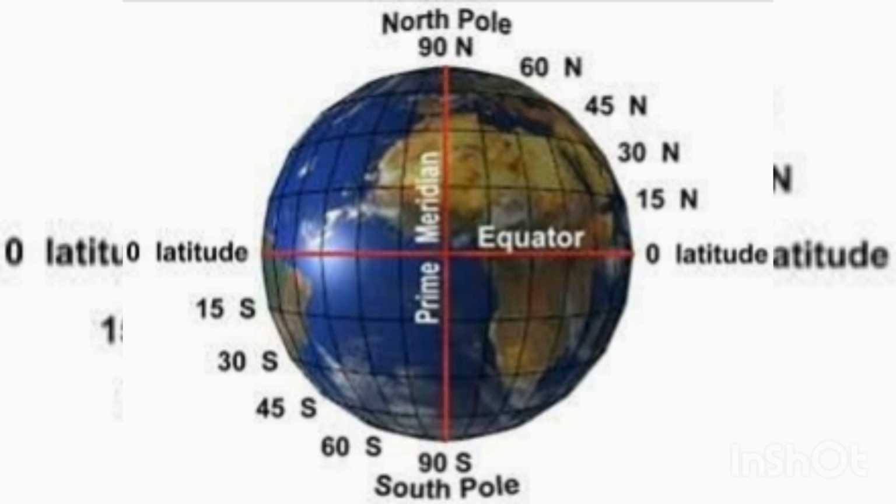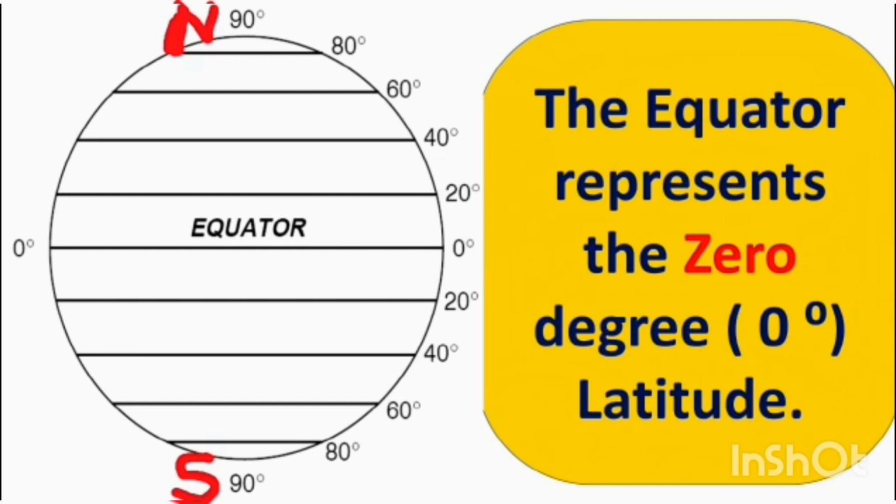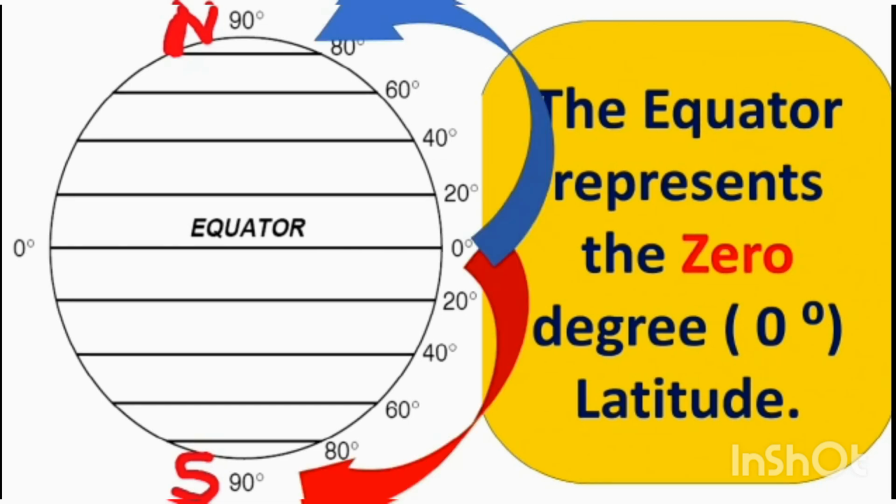The equator represents the 0-degree latitude, as you can see in the picture. The latitudes or the parallels in the northern hemisphere are marked as 20 degree north, 40 degree north, 60 degree north, 80 degree north and so on. And the latitudes or parallels below the equator, that is the southern hemisphere, are marked as 20 degree south, 40 degree south, 60 degree south and so on.